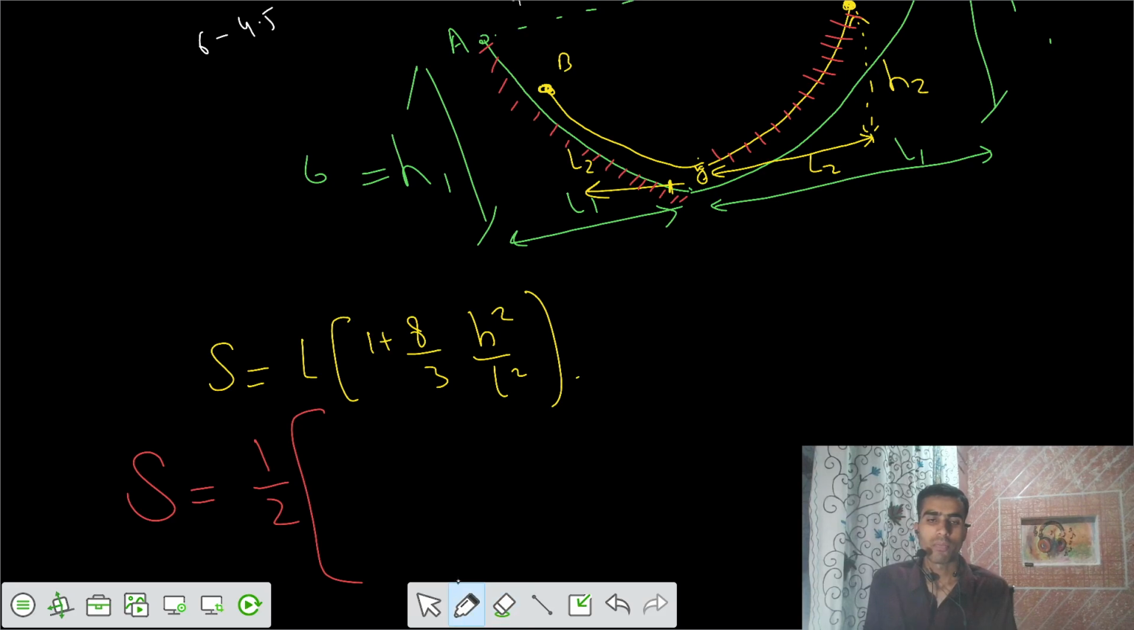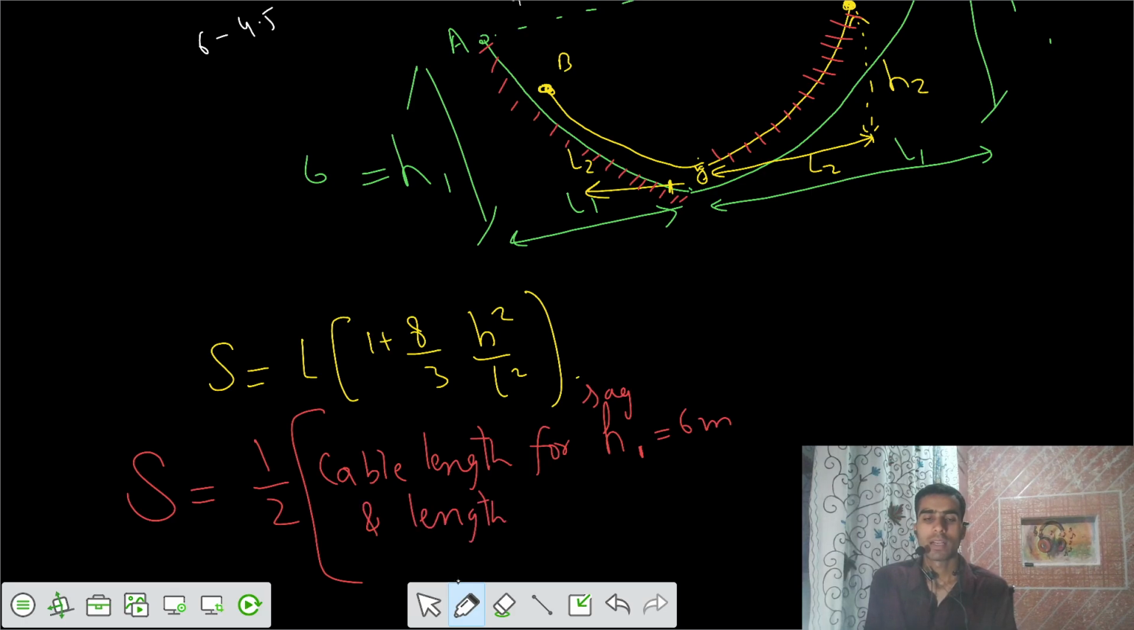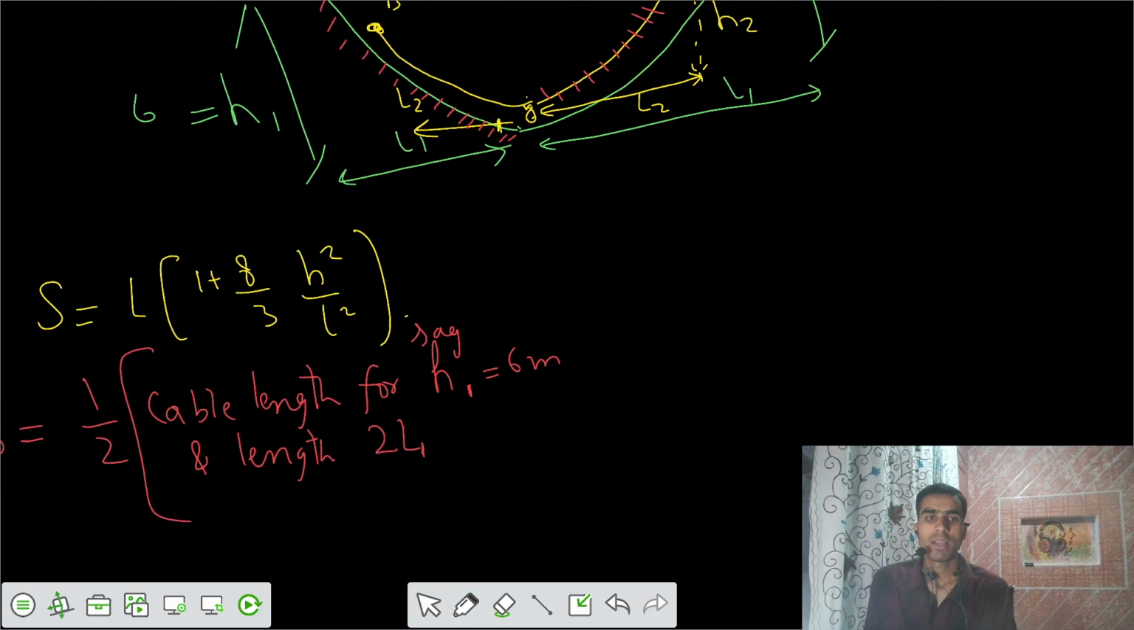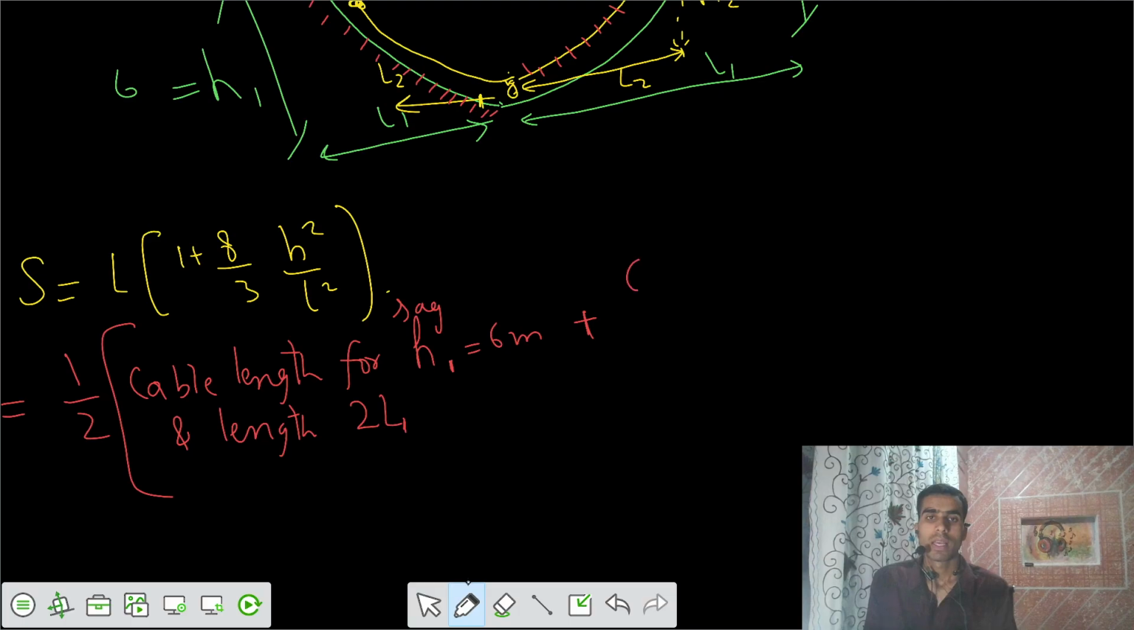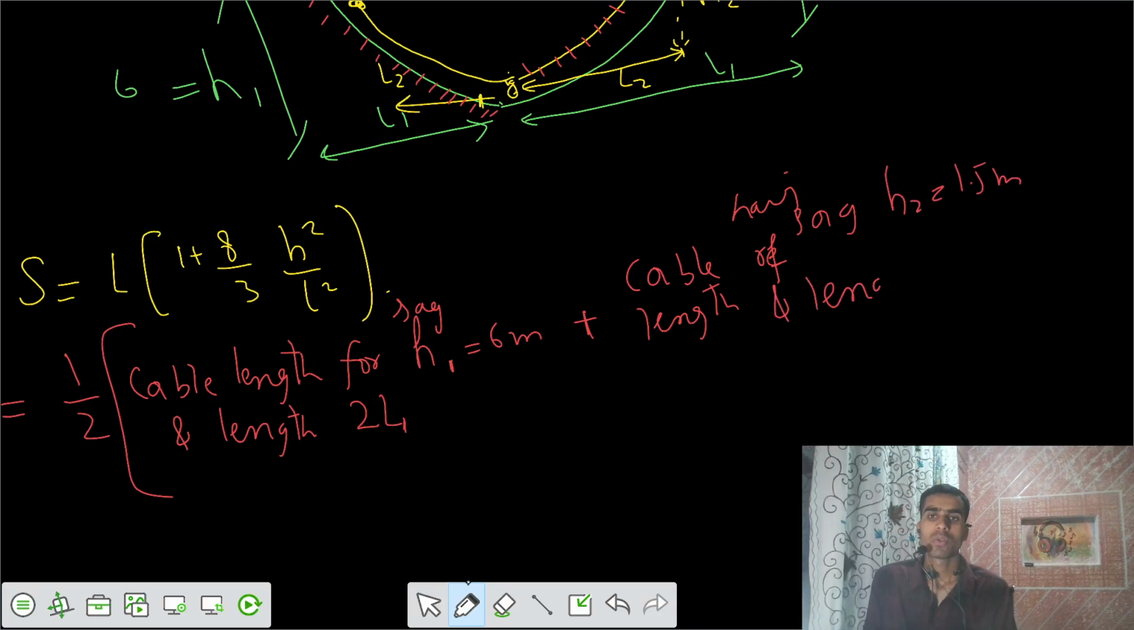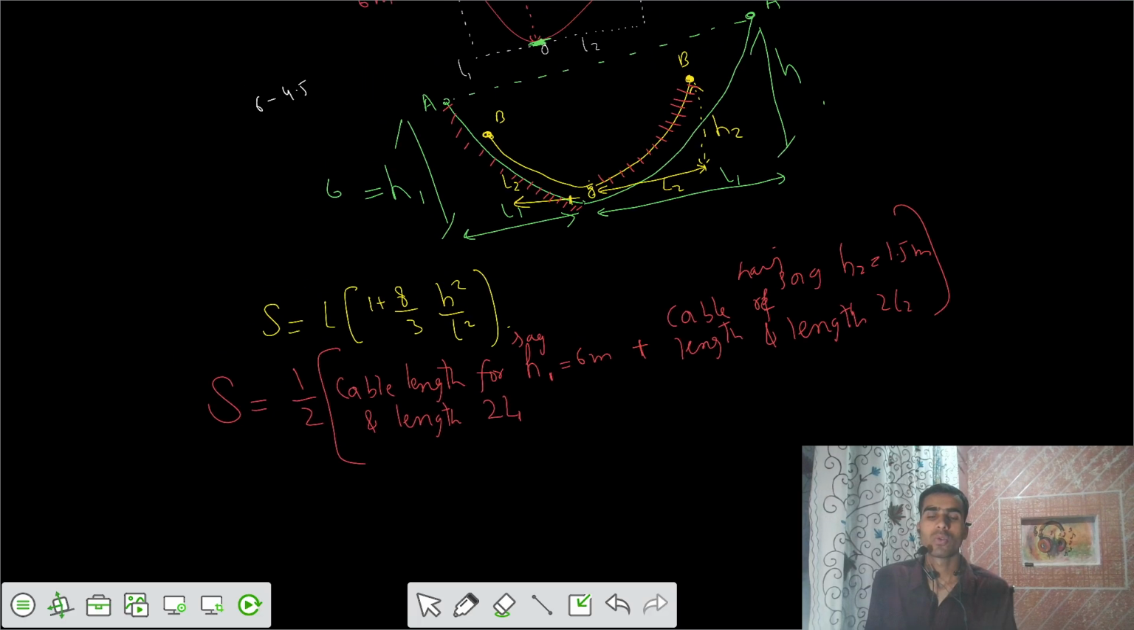Let's write it in an English way. Cable length for sag of H1 equal to 6 meter, with length of 2 times L1. And similarly, plus the cable length with sag of H2 equal to 1.5 meter, with length 2 times L2. So our part would be 1 by 2 of the sum of those two.